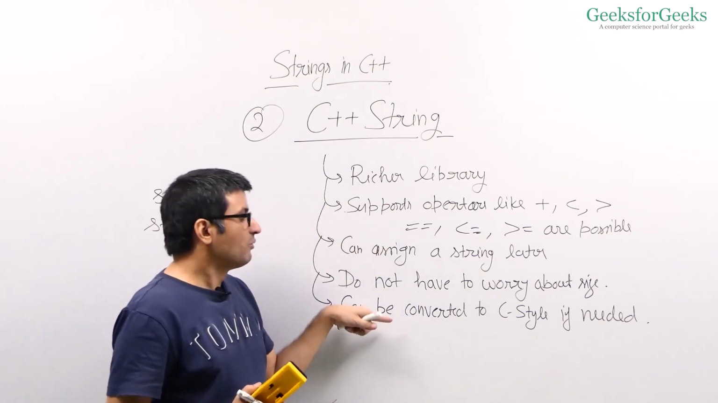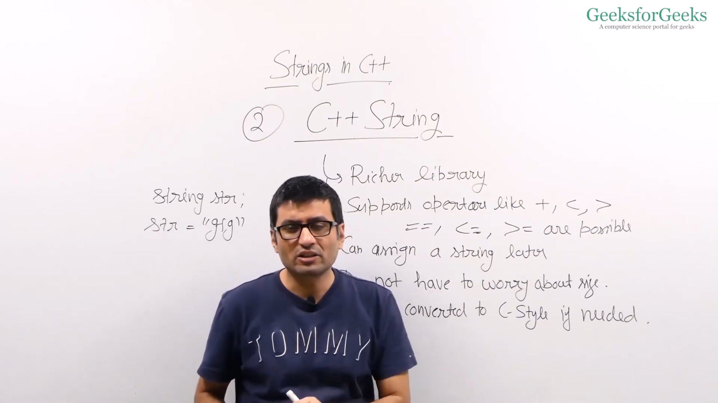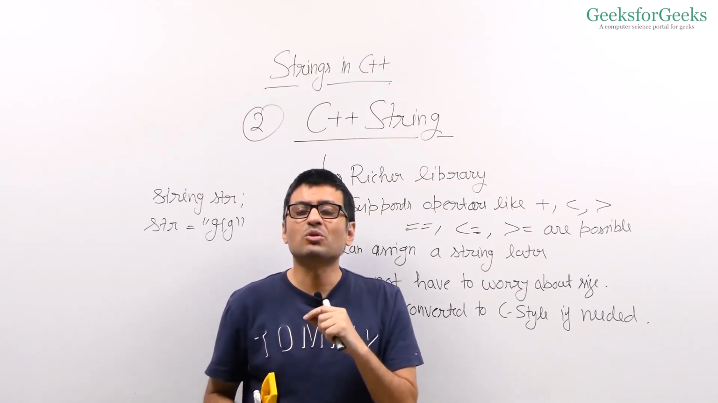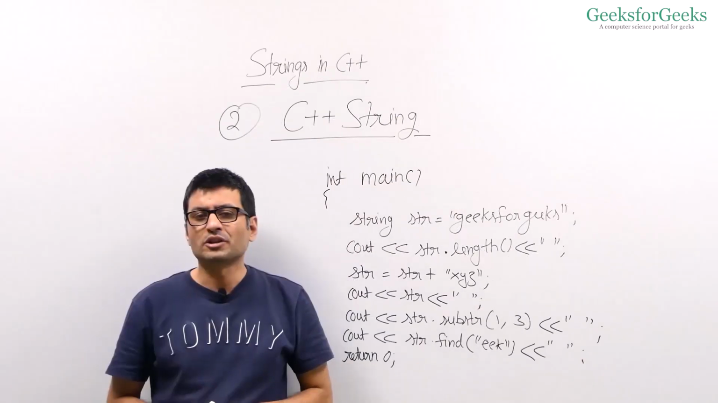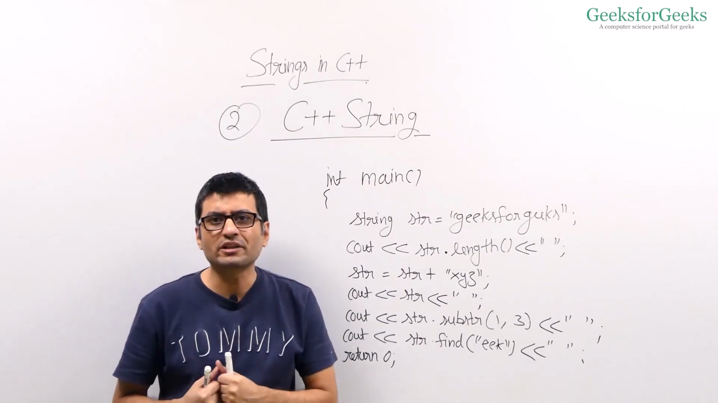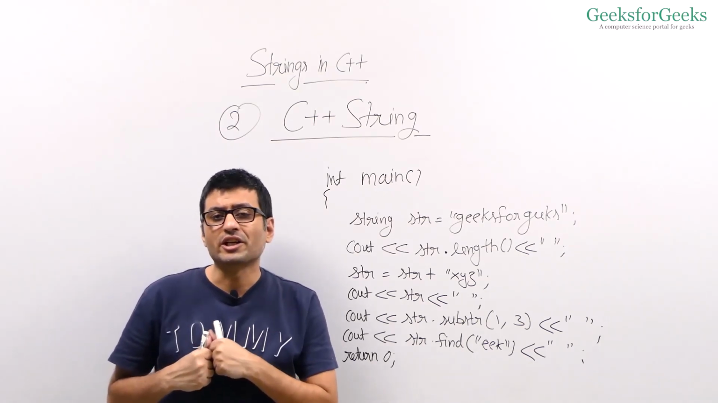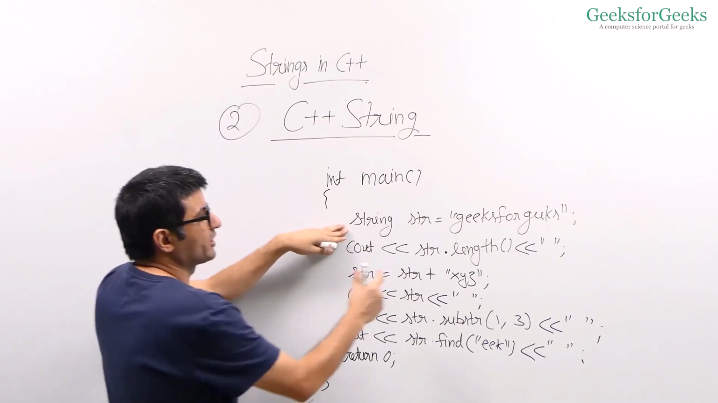Last point, whenever you need a C style string, whenever you need a character array, you can use a function c_str to convert a C++ style string to a C style string. So in this example, I have created a string and I have discussed some commonly used functions which are there in string class. So I create a string object this way.